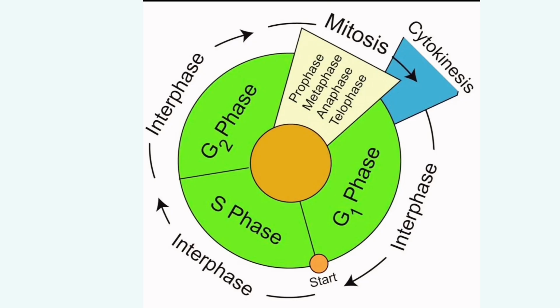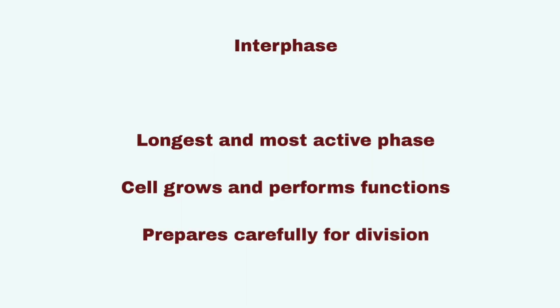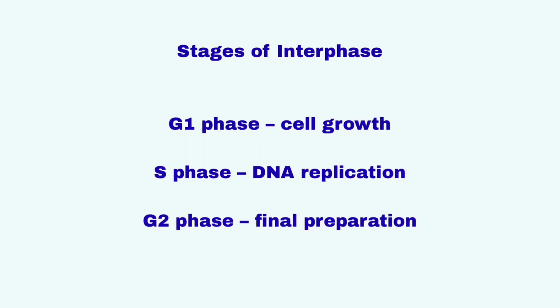So the key points to explain here are: the cell is very active even though it does not divide yet. DNA is replicated to ensure the new cells have identical genetic material. Organelles and proteins needed for division are synthesized. Okay, now see the stages of interphase.